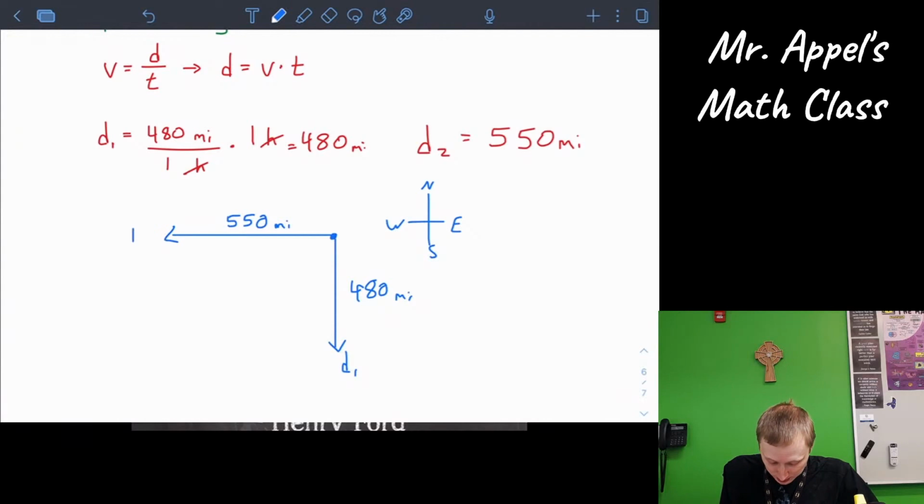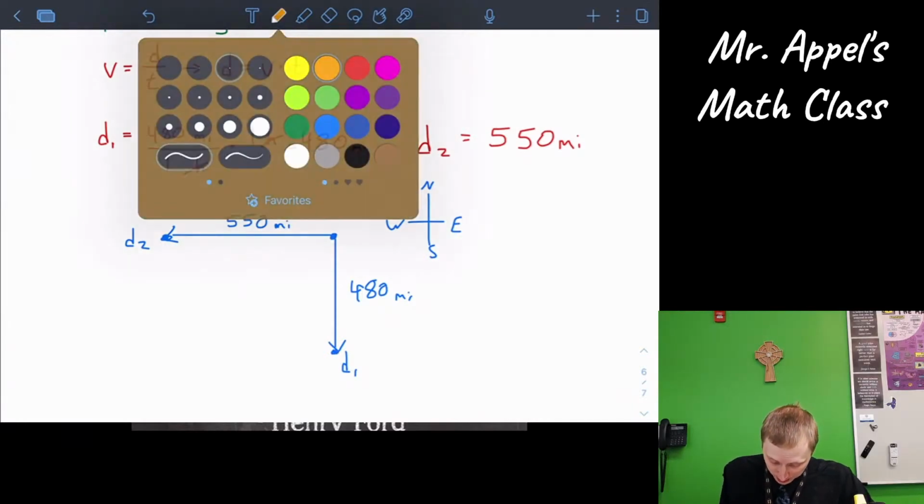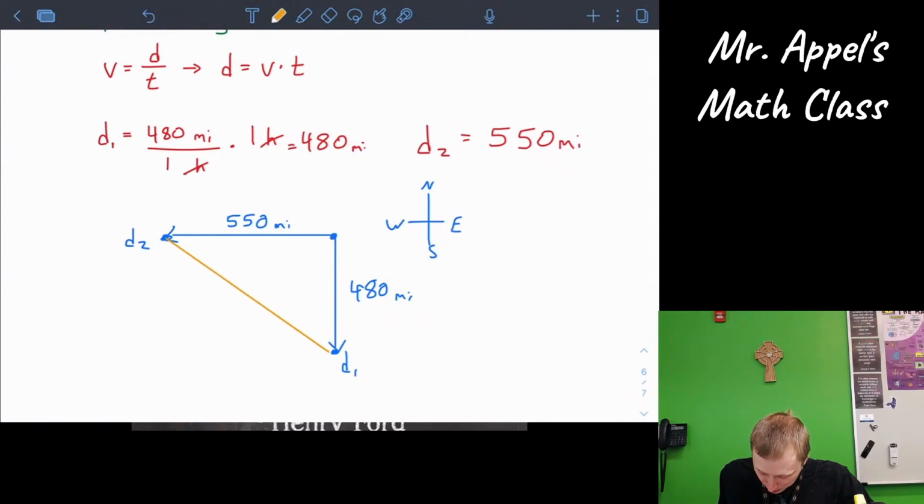And that is distance 2. So this is where the planes now are after that hour has passed. They're here and there. I want to find the distance between them. So draw a straight line. Call that D3. West is exactly perpendicular to south. So what I have drawn here now is a right triangle.